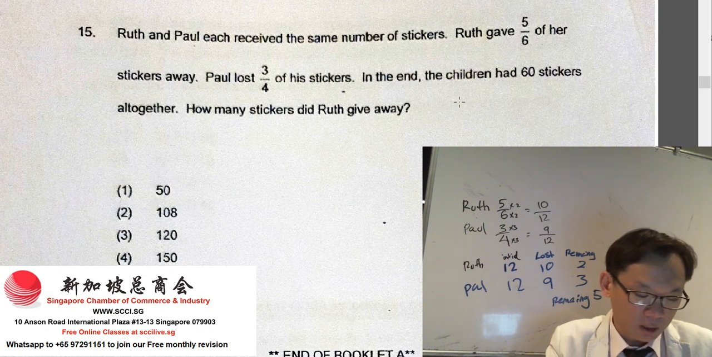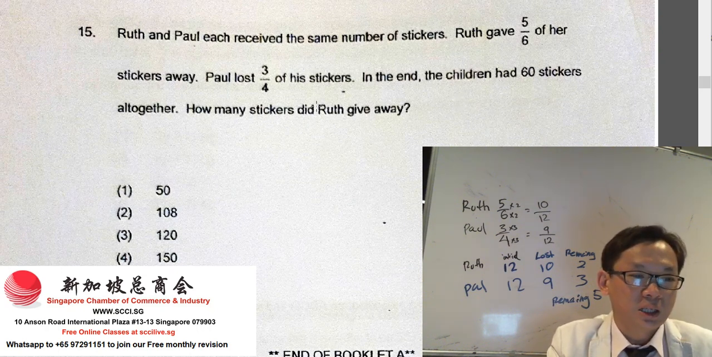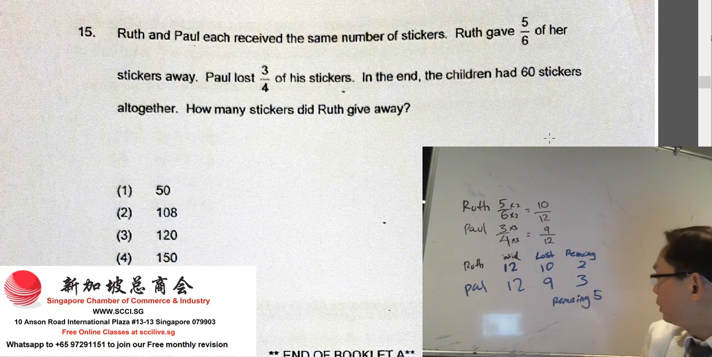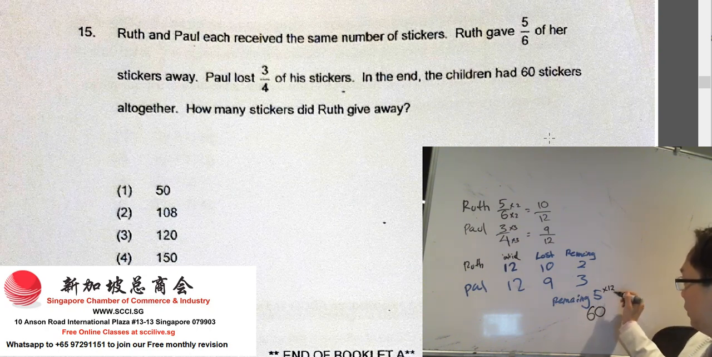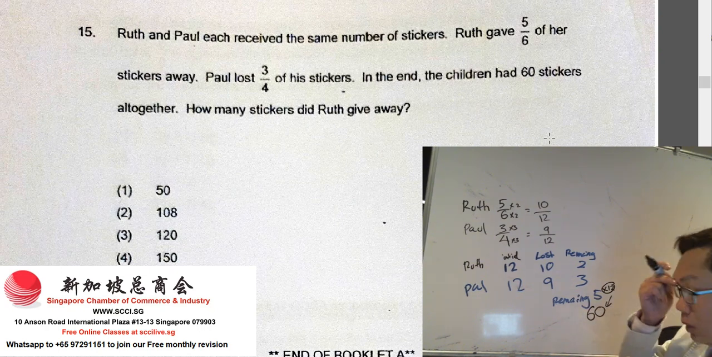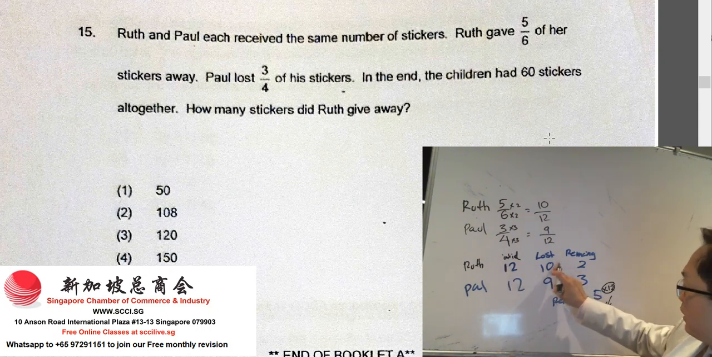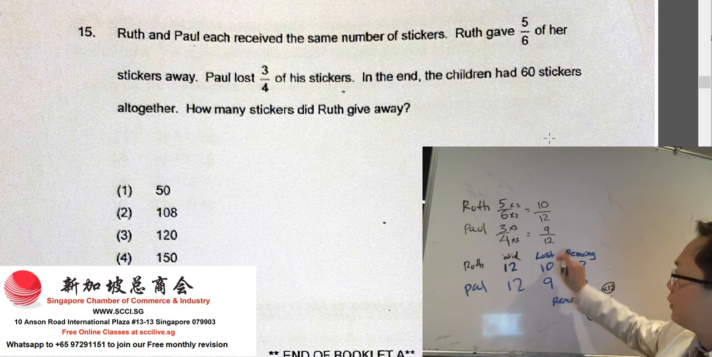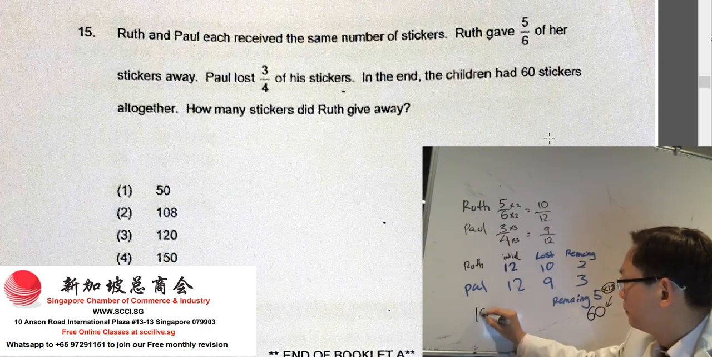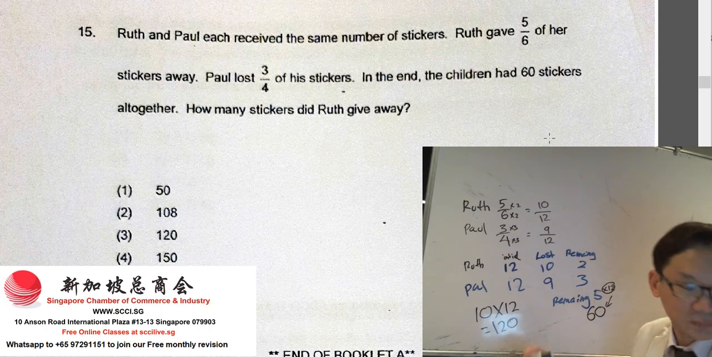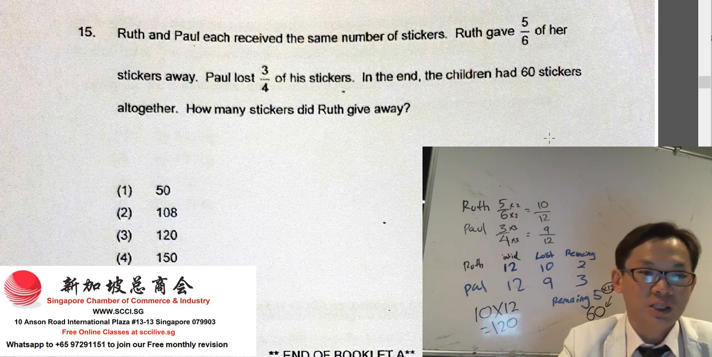But in the statement itself, it states that the children have 60 stickers in the end. That means although we use the formula, they are saying that the total remaining is actually 60, correct? So in order to achieve that, there must be times 12 over here in order to get the total of 60. So if this is times 12, how many did Ruth give away? Let's look at Ruth. She gave away 10 of the ratio down here. So it's 10 times the figure of 12 based on the ratio. We are looking at 120.